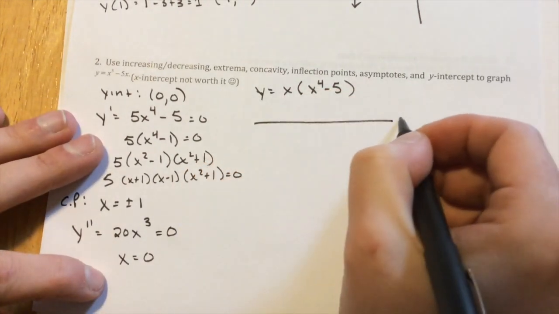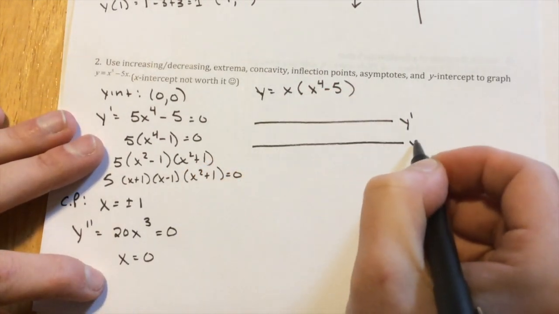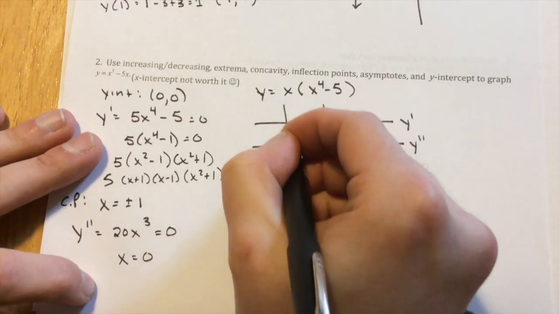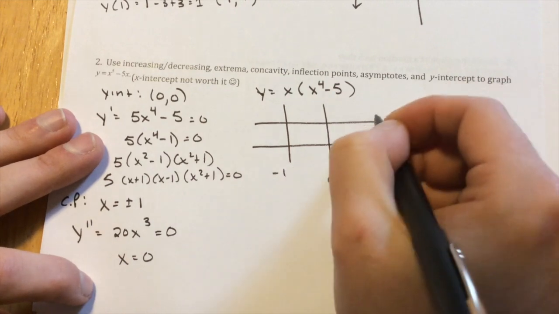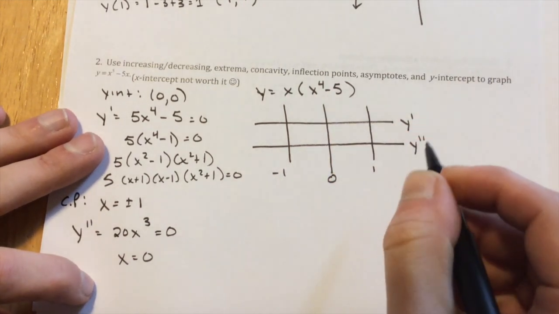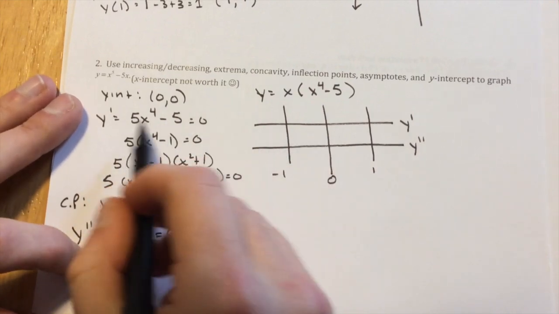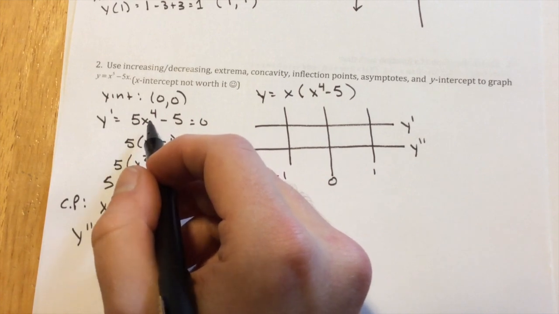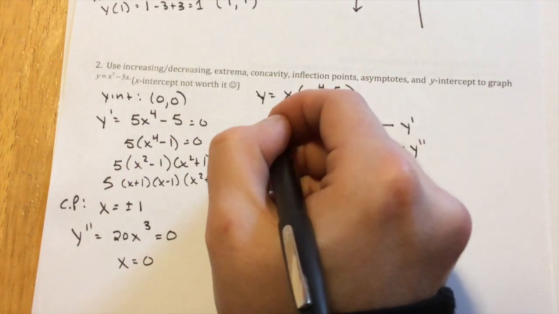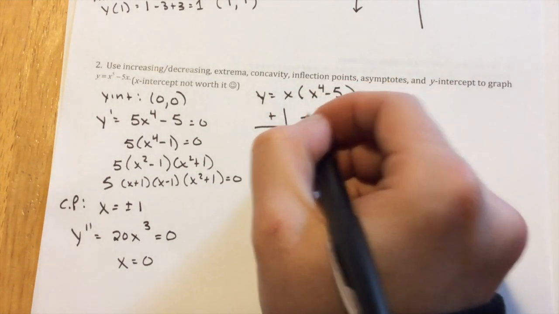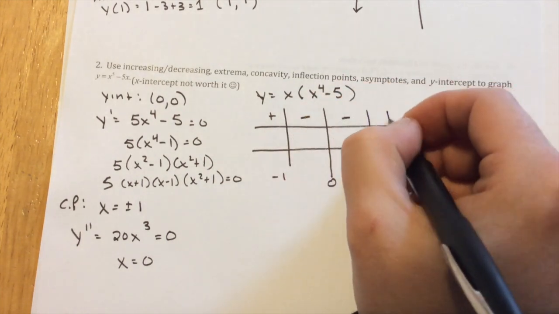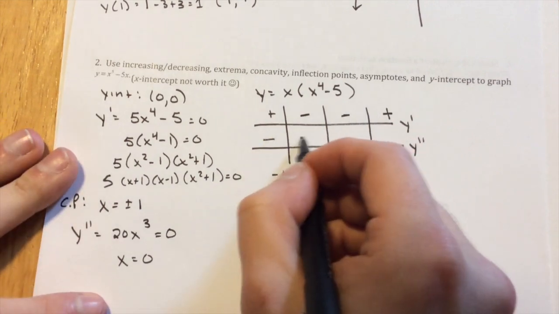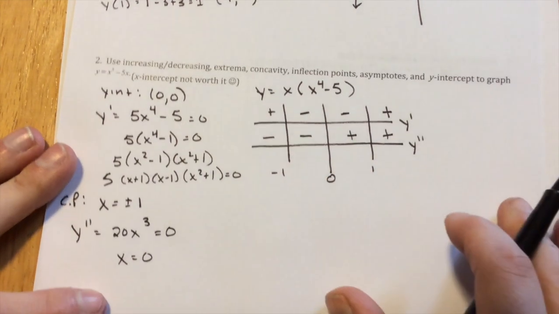So then I go to my sign chart, double prime, split it down the middle, there's your 0, and it's going to look something similar. That's -1, that's +1. So pick a number to the left of -1 for the first derivative. So -2. -2 to the fourth is positive times 5 minus 5, so that's positive. If I plug in 0, I'm going to get negative, and to the right of 1 is going to be positive. For the second derivative, I'm looking left of 0, which makes that negative. To the right would be positive.